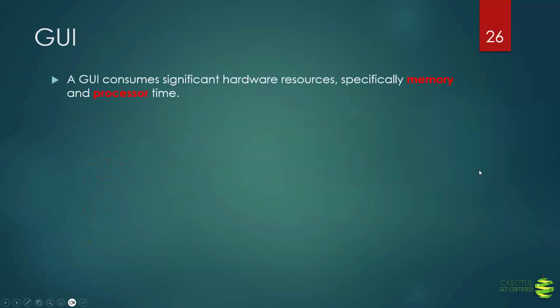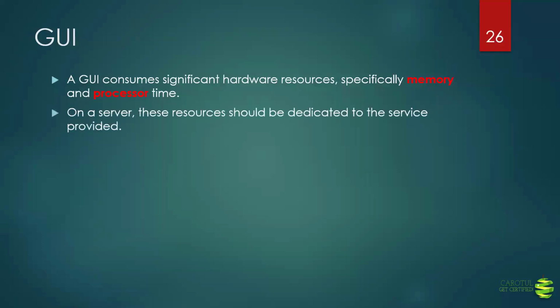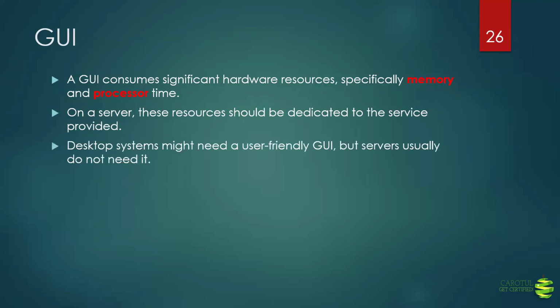On the other hand, when you think about GUI, it consumes significant hardware resources, specifically memory and processor time. That's why on a server, these resources should be dedicated to the services it is providing, right? And generally, most of the servers are CLI only because of that. Desktop systems might need a user-friendly GUI, like if you're using it for your day-to-day tasks, but servers usually do not need it, and they do not install the desktop environment, which is the GUI solution, as discussed before, right?